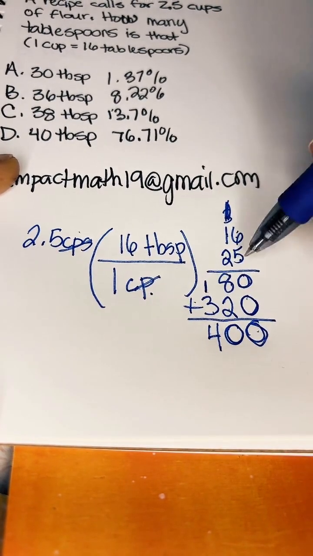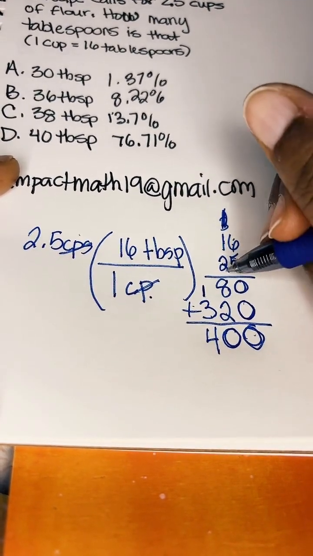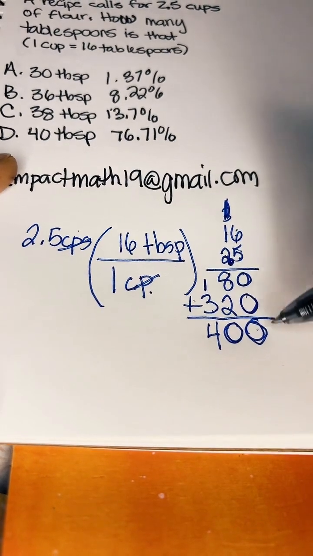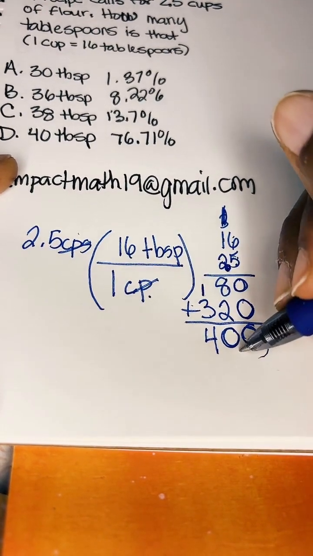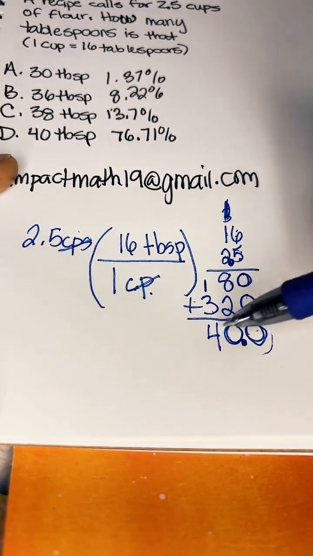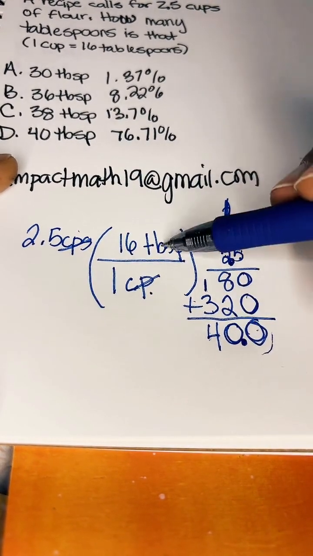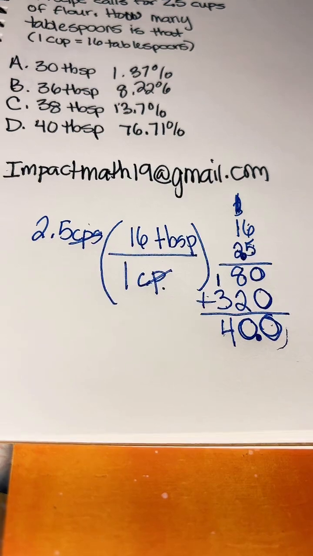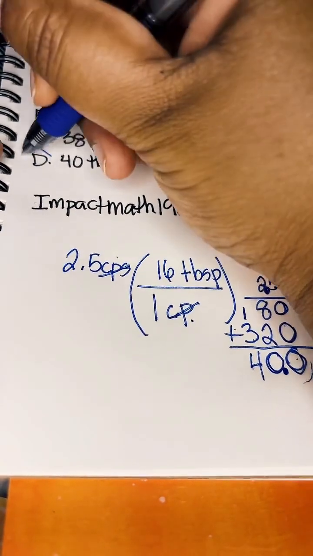Now remember, we had to multiply by 2.5. So I put that decimal there. That means I move it 1 to the left. And yes, it should be 40 tablespoons is equal to 2.5 cups. So congrats.